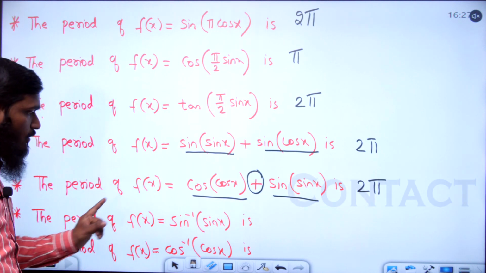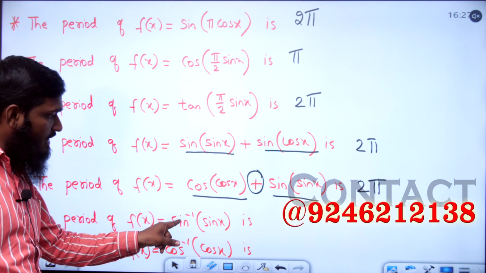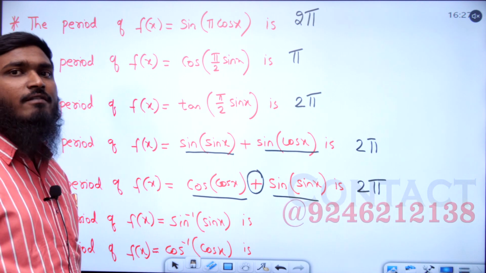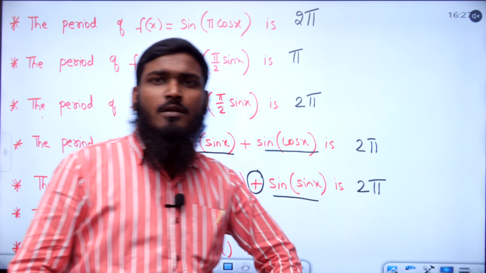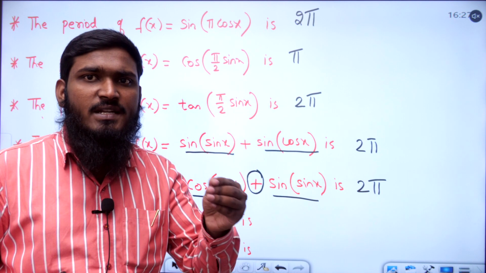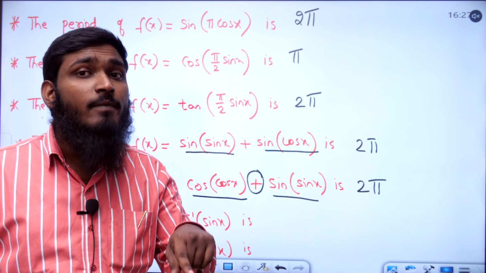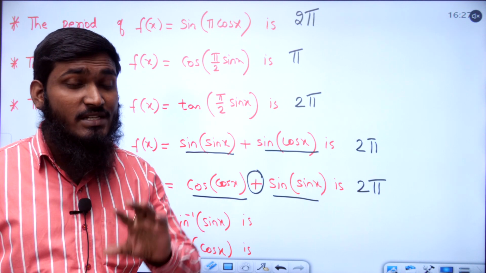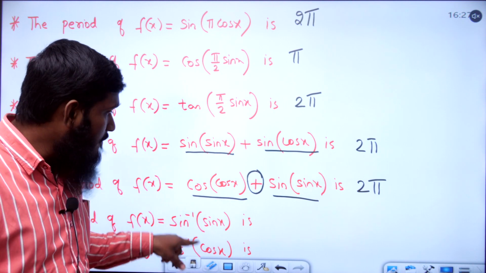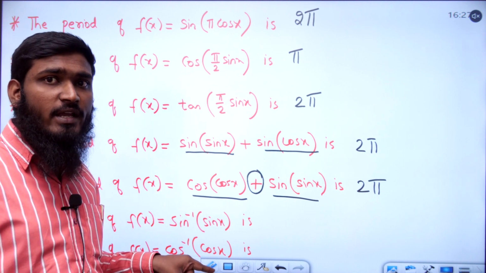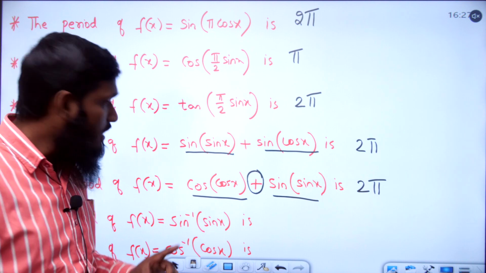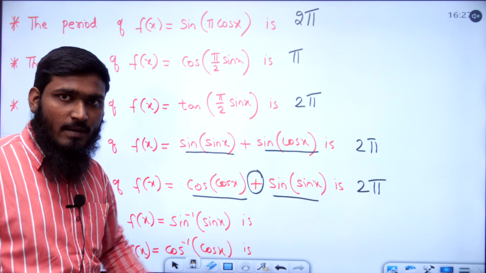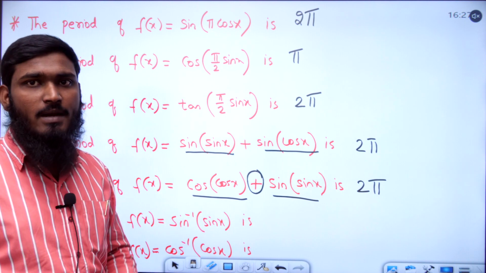Now next, the period of f of x, where we have sine inverse as the outside function, cos inverse as the outside function, or sine inverse and cos inverse. Just now we discussed that sine of minus theta is equal to minus sine theta, cos of minus theta is equal to plus cos theta. That is for trigonometric functions. But whenever we come to inverse trigonometric functions, what will happen? It does not become the positive part. So sine inverse gives us the minus, cos inverse gives us the minus.